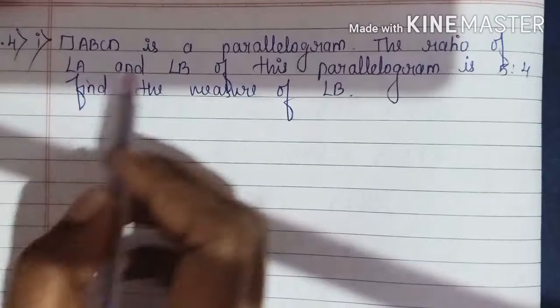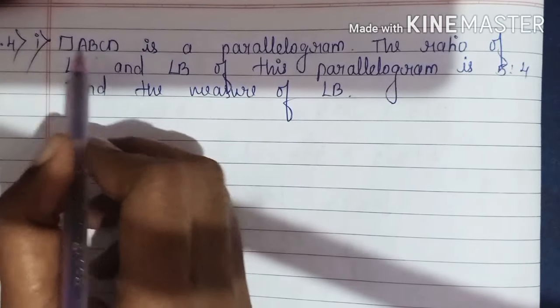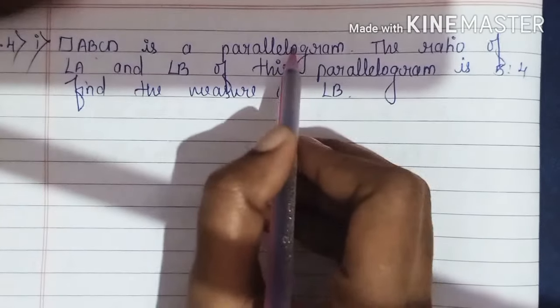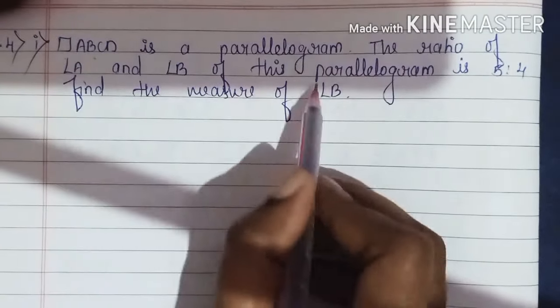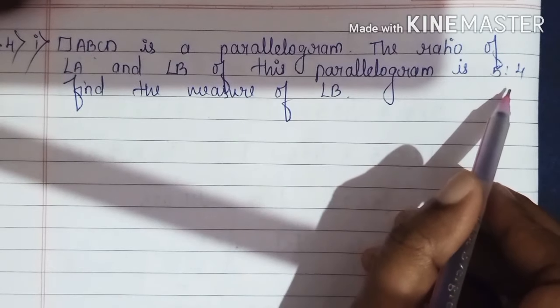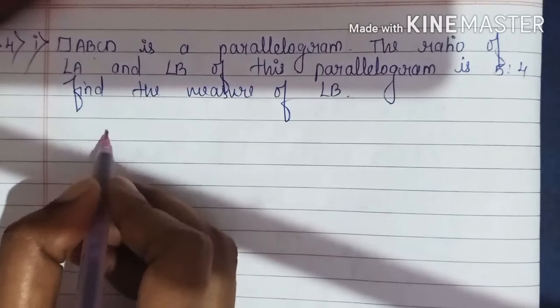Okay, in question number 4, first question, we have this parallelogram ABCD. The quadrilateral ABCD is a parallelogram. The ratio of angle A and angle B of this parallelogram is 5:4. Find the measure of angle B. First of all, we will draw a parallelogram.